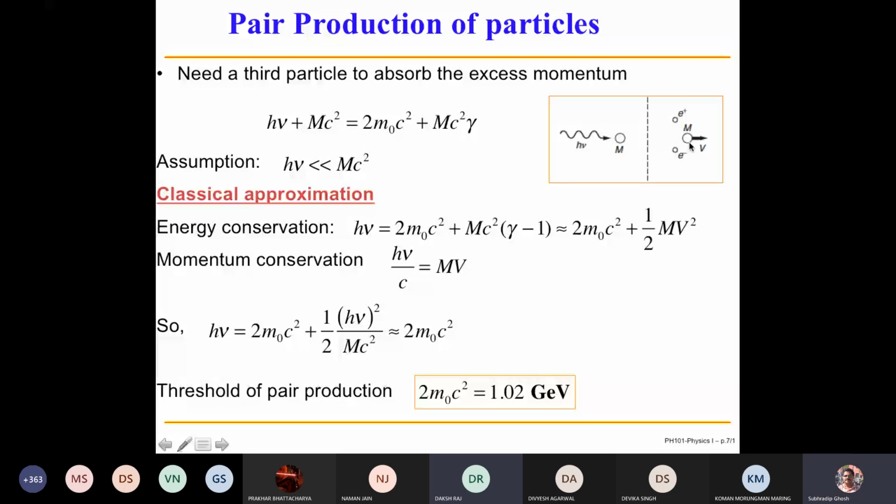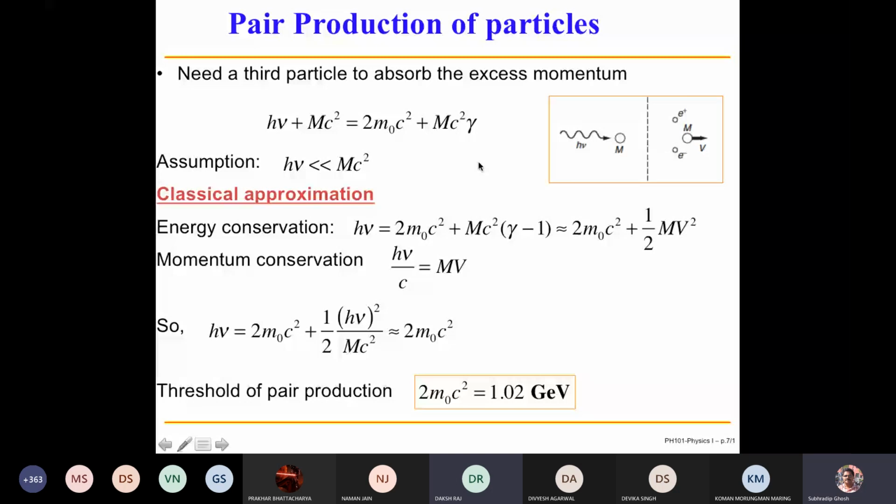So now, how do I write the conservation of energy relation? On the left-hand side, we have the photon energy plus the rest mass energy of this particle. You see here, this m is rest mass. Please do not get confused. And on the right-hand side, what do we get? We have the electron and positron who are at rest, so it's only their rest mass energy. Plus, this guy is now moving with a velocity v, so its mass is no longer its rest mass, but it's m gamma. m gamma c square is the energy. All right.